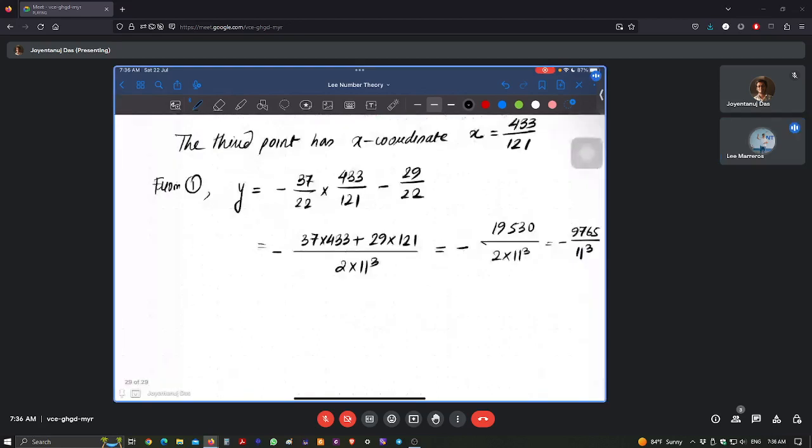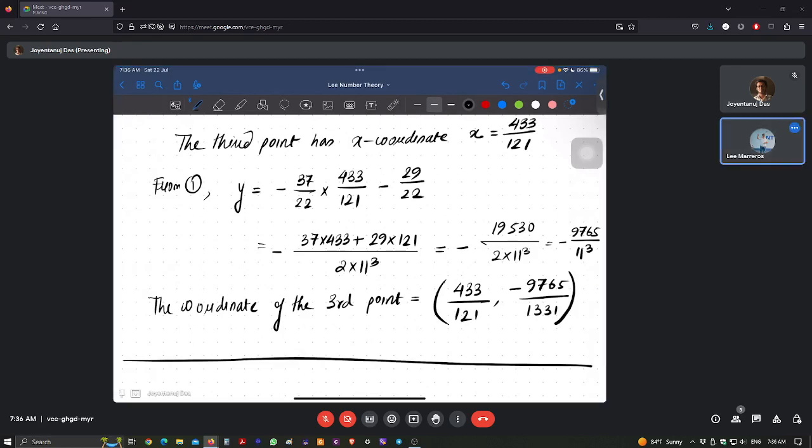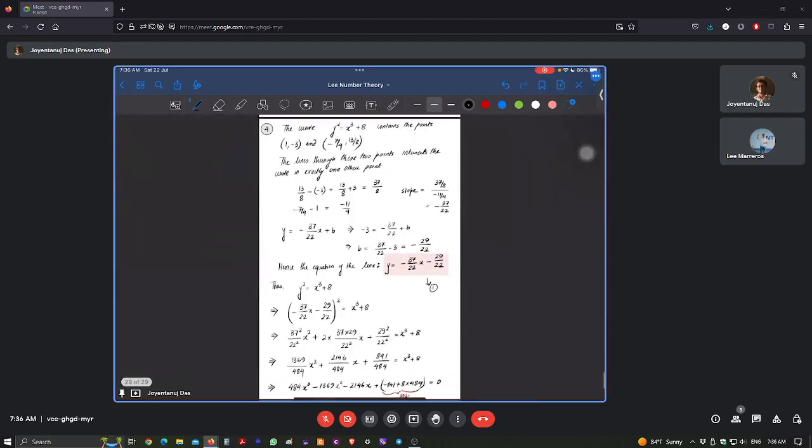Okay. So the coordinate of the third point will be 121 comma minus this by 1331, because 11 cube is 1331. Okay. So I think this is fine, right? You understood it?